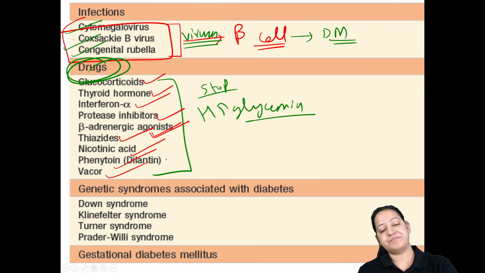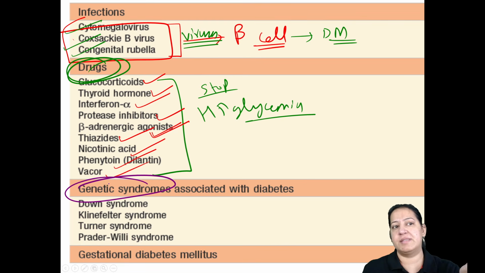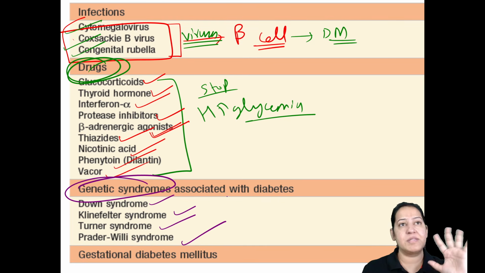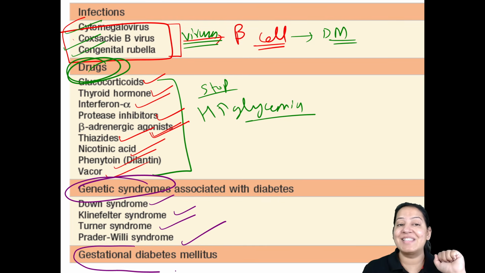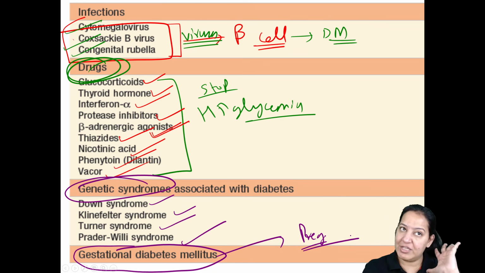Apart from it, there are some genetic syndromes which are associated with diabetes: Down syndrome, Klinefelter syndrome, Turner syndrome, and Prader-Willi syndrome. Learn the names of these 4 syndromes. Last but not least, I will teach you in detail gestational diabetes mellitus, that is diabetes during pregnancy.